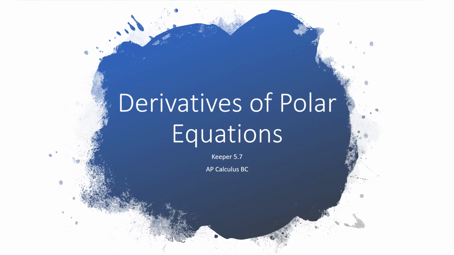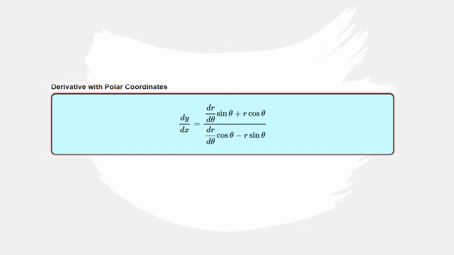Keeper 5.7, derivatives of polar equations. All right, so our derivative of our polar equation, again, we can derive it, and I might show you guys in class if we have time, but the derivative is dy/dx equals (dr/dθ sin θ + r cos θ) all over (dr/dθ cos θ − r sin θ).